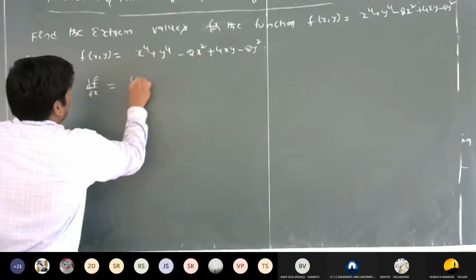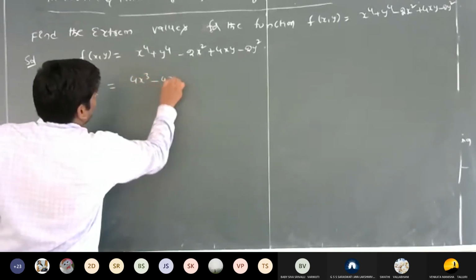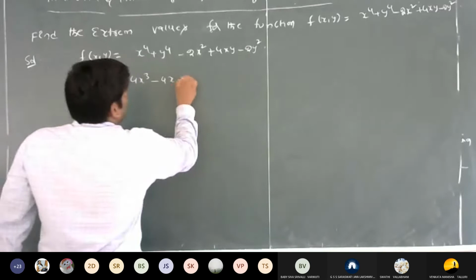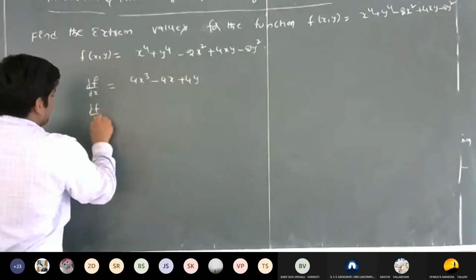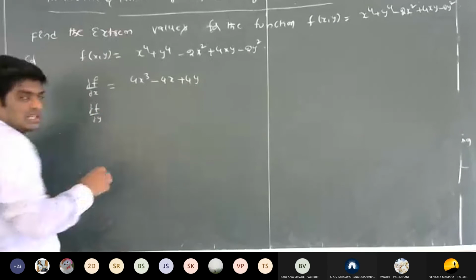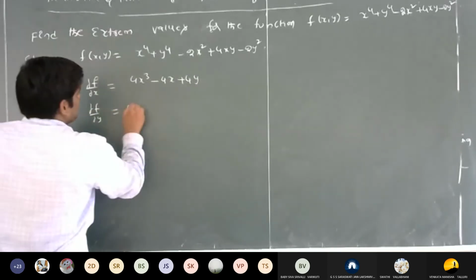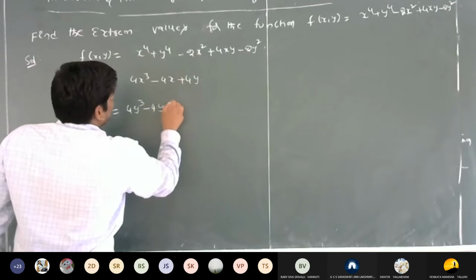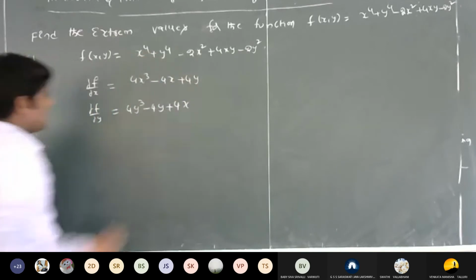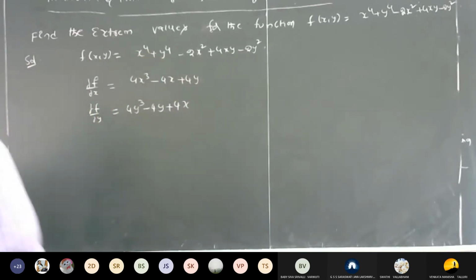So this is 4x cube minus 4x plus 4y. Next, the first order derivative with respect to y is 4y cube minus 4y plus 4x. Is it clear, ma? Yes, sir.